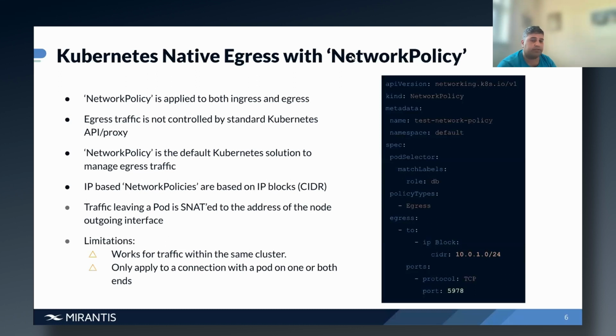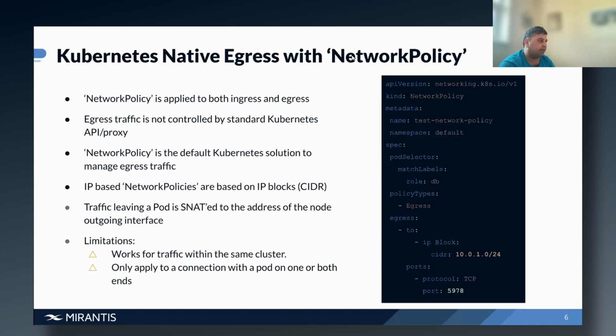So yes, unlike ingress, egress traffic is not controlled by any standard Kubernetes API or proxy. The default method of handling and managing egress traffic is through a network policy. And when you define those policies, and hopefully we shed some more light on this throughout the presentation today, you define the policies themselves based on IP blocks, which are basically CIDR ranges, and that's the cause of most of the potential security concerns that could pop up.